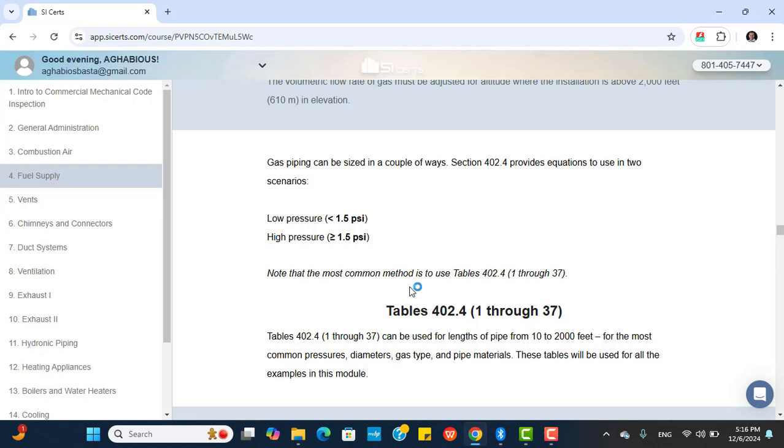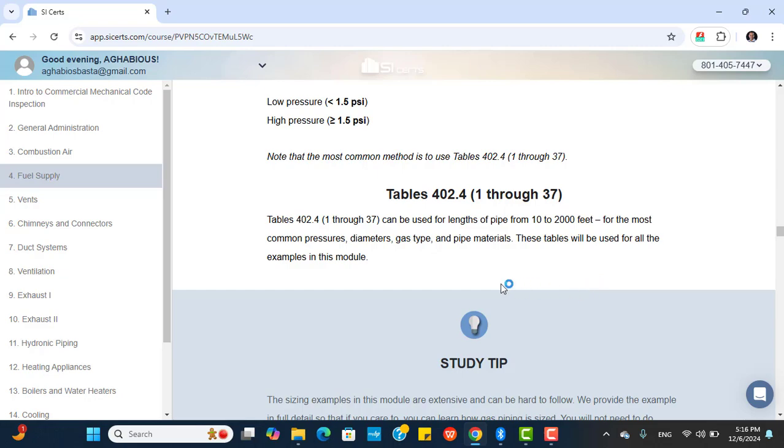Note that the most common method to be used is Tables 402.4(1) through (37). Tables 402.4(1) through (37) can be used for lengths of pipe from 10 to 2000 feet for the most common pressures, diameters, gas types, and pipe materials. This table will be used for all as an example in the module.